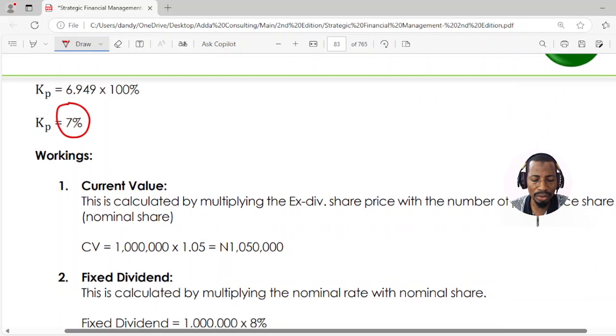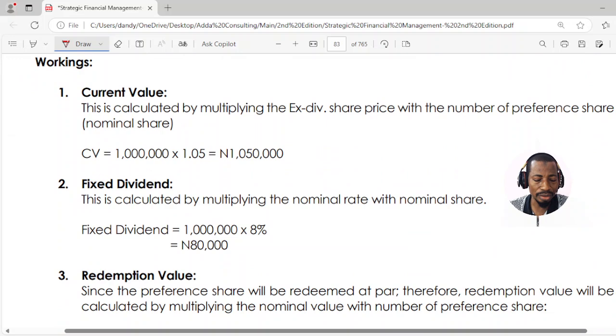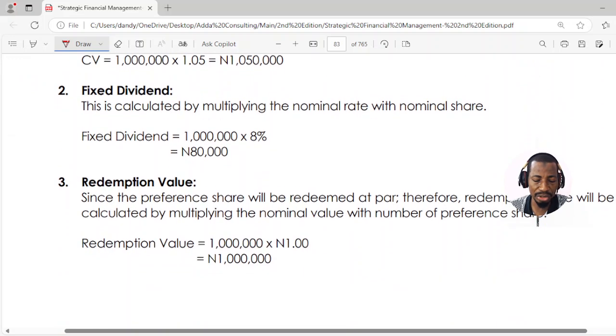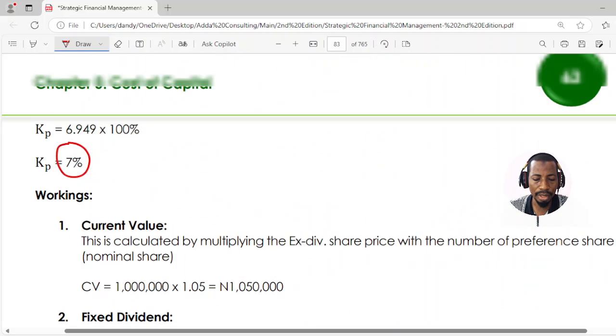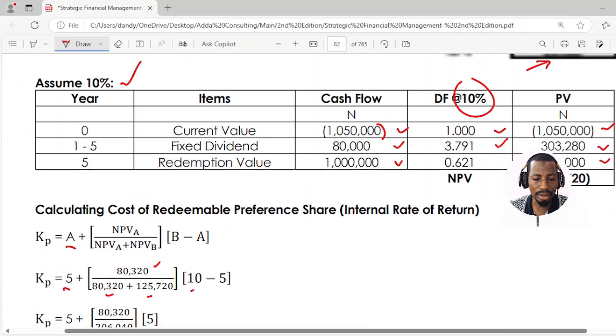So this is how to calculate cost of redeemable preference share. So that's it. Okay, so that's how to calculate cost of redeemable preference share.